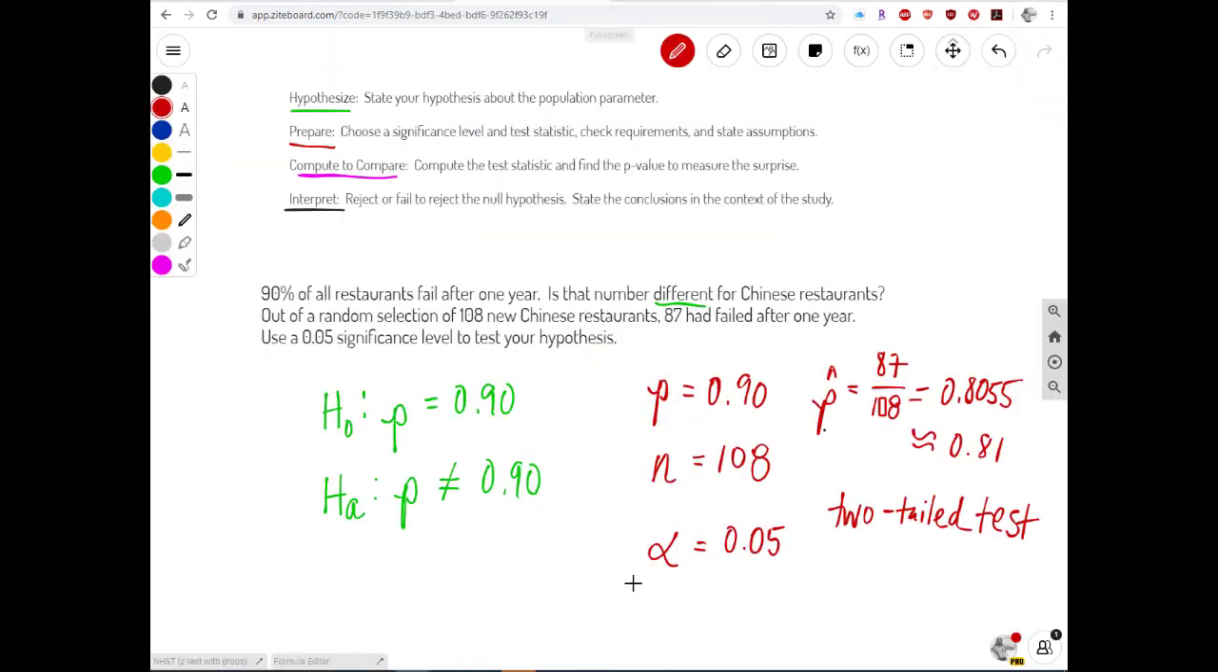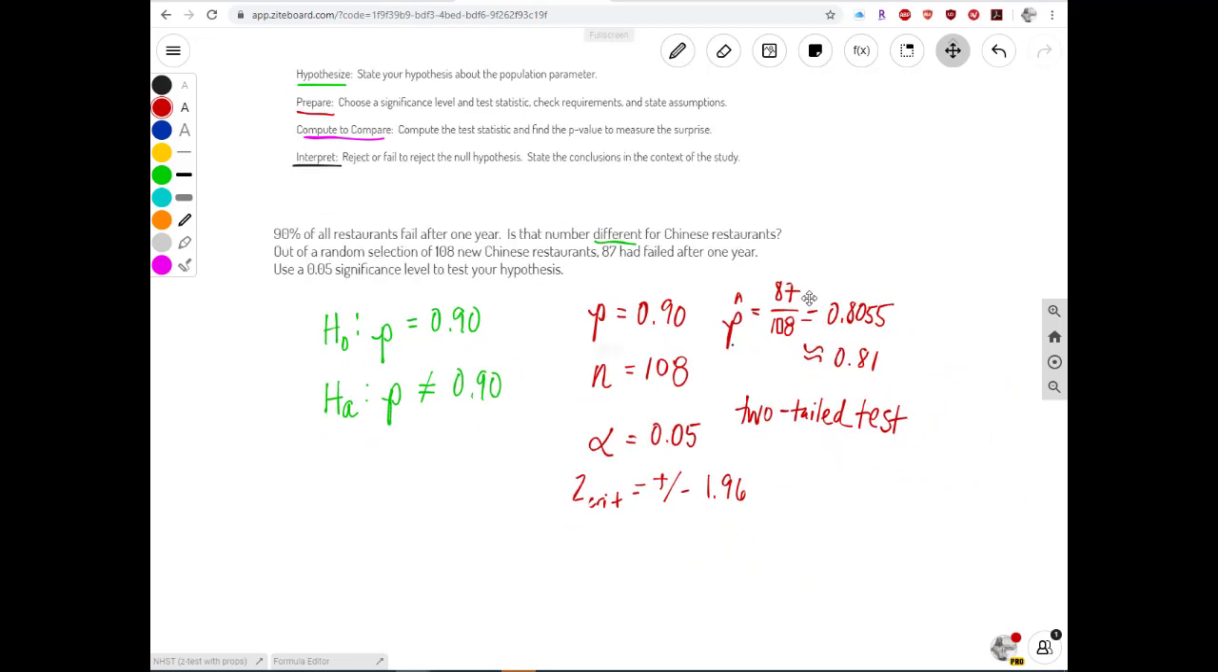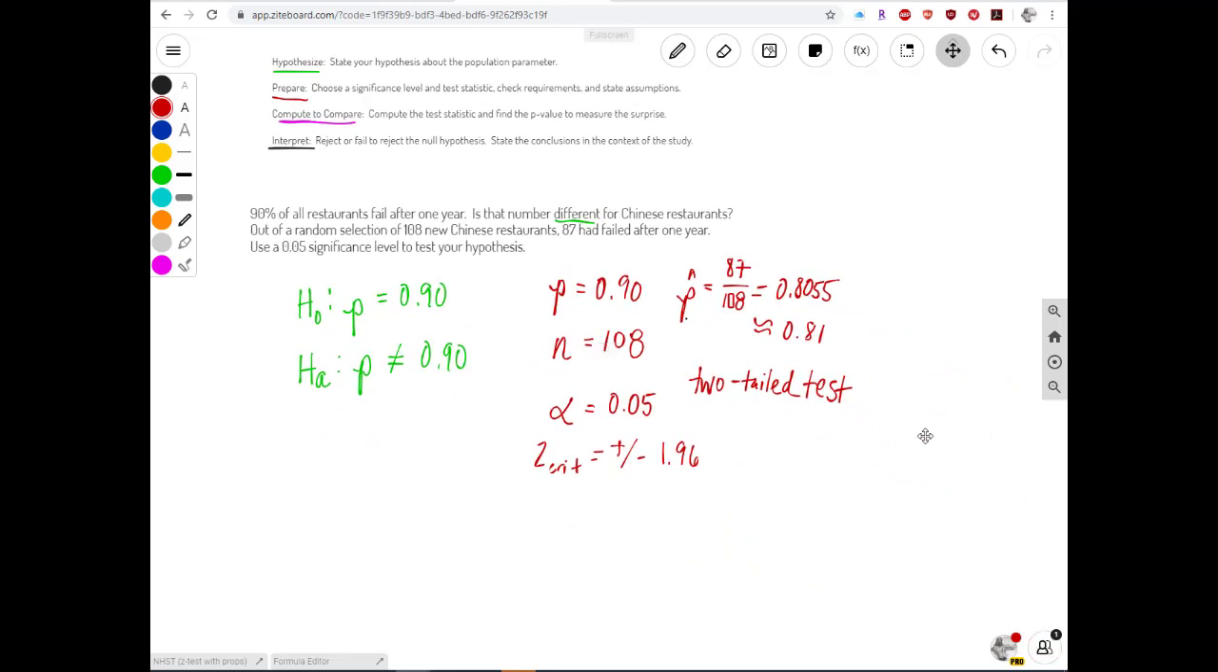So my ZCrit equals positive and negative 1.96. Okay, fantastic. Now, I could start making my model, but since I'm already calculating stuff out, let's see if this meets the conditions of the central limit theorem, because I don't want to go too much further if I haven't checked this. So let's check the conditions of the central limit theorem.